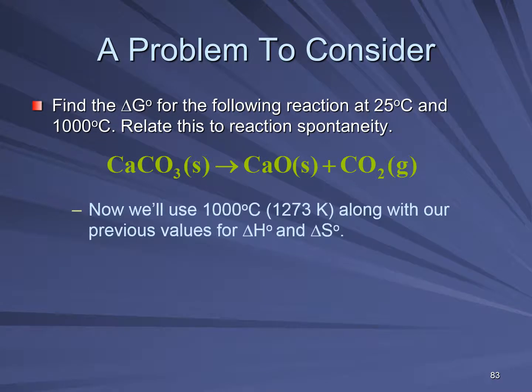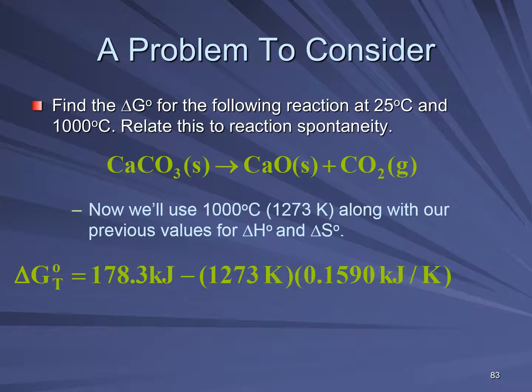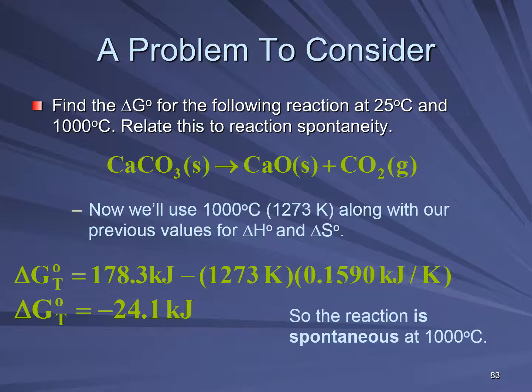Now let's plug it in at 1,000 degrees Celsius, which is 1273 Kelvin. This time, again, the same delta H and the same delta S. Don't forget, again, to keep it in kilojoules. This time, delta G is negative 24.1. So the reaction is spontaneous at 1,000 degrees Celsius. And that's just what we would have predicted if we had looked at that chart back a few slides, that if delta H is positive and delta S is positive, it should be non-spontaneous at lower temperatures, spontaneous at higher temperatures.